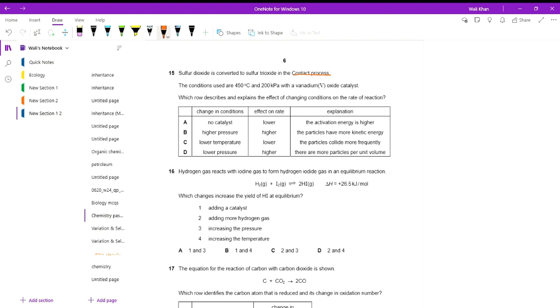Change in condition, effect on rate, explanation. No catalyst, effect on rate lower, the activation energy is higher. Higher pressure, effect on rate higher, the particles have more kinetic energy. Low temperature, lower, the particles collide more frequently. Lower pressure, higher, there are more particles per unit volume.